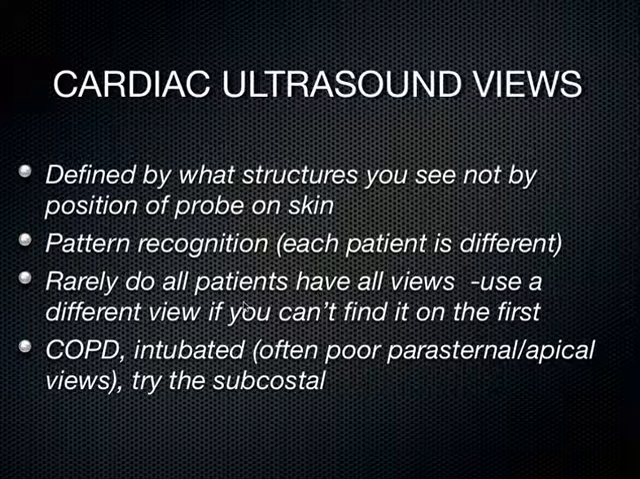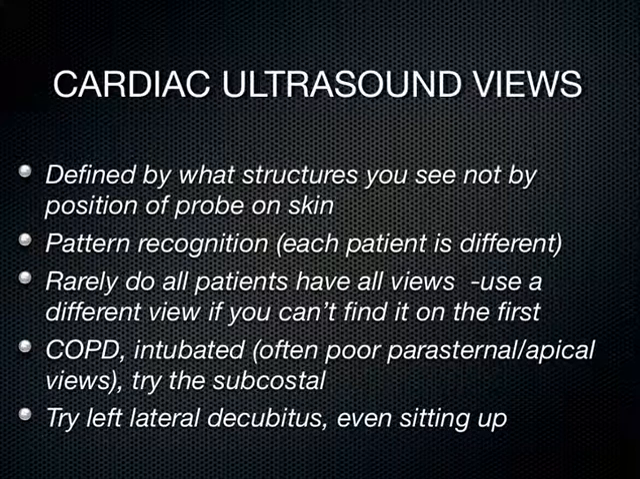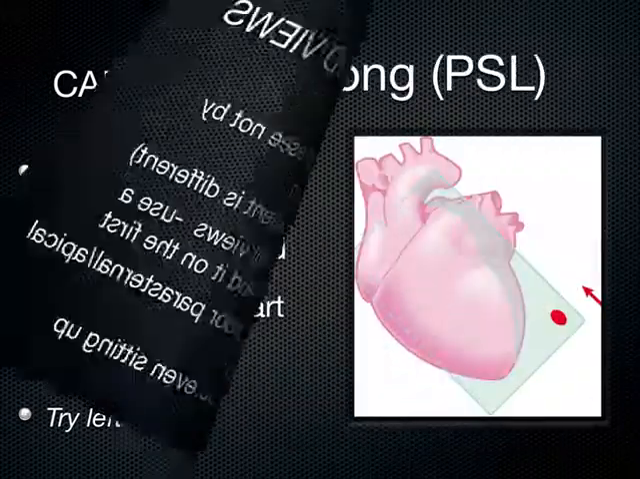It requires probably the most amount of experience than any of the other things we're talking about to get all these views. And a lot of patients don't have all the views. You got to sort of be good at all the different windows because you may only find 1 or 2 windows on a patient. And those that have expanded lung fields or COPD, those that are intubated, often have very difficult parasternal or apical windows, and that's why the subcostal or subxiphoid view becomes very important. And worst comes to worst, you can always lay the patient on their side. That brings the point of maximal impulse to the chest wall. You can even sit them up.